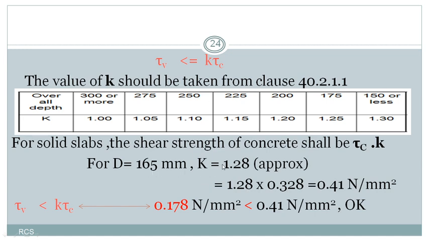For calculating K tau C, you should multiply 1.28 into tau C, 0.328, then we will get 0.41 Newton per mm square. Now see here, 0.178 Newton per mm square is the tau V value, and 0.41 Newton per mm square is the K into tau C value. So our tau V is less than K into tau C. It is clear from these values. So hence I can say our slab is safe against shear.